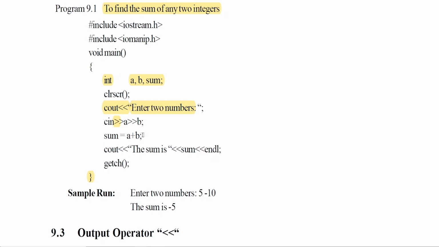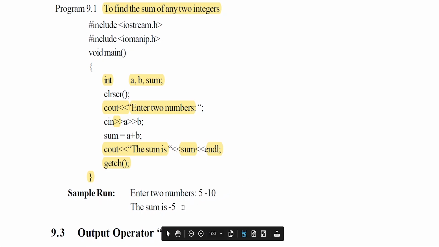Then we find the sum of a plus b. You can see this is an expression: we have a and b as operands, and plus is the operator. When you add these two, 30 is copied to sum. Then this is again cout, which inserts two parts: the string "The sum is" in double quotes, the variable sum, and endl, which is used to move to the next line. This getch will wait for the next character input, so the output stays on the screen until you press a key. Suppose you enter 10 and minus 10, the sum is 0. It is a simple example; you can give any numbers. I told you 10 and 20 will give 30.